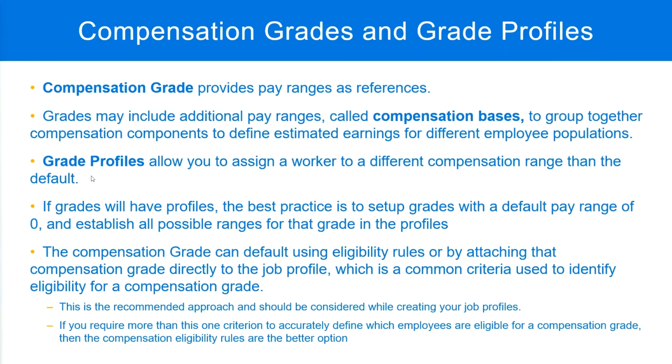But if it is not so straightforward, if you need more than one criteria to identify which employees are getting which compensation grade, then you can consider using the eligibility rules for assigning the compensation grade to the workers. So you have both these options. We will use eligibility rules in other things as well, but here also you can use eligibility rules in the compensation grade.